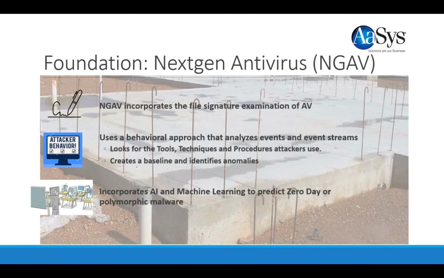Some examples of next-gen antivirus include Carbon Black endpoint protection, CrowdStrike Falcon, ESET endpoint security, Kaspersky endpoint security, SentinelOne endpoint protection, and Symantec endpoint protection.